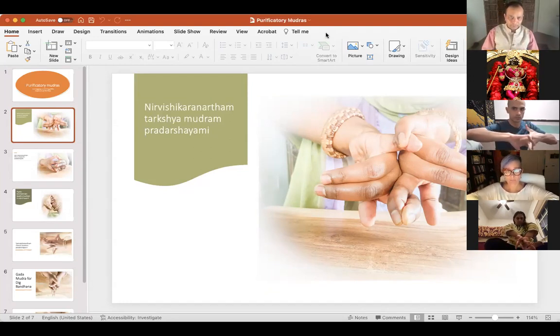Nirvishi Karanartham Tarksha Mudram Pradarshayami. Let me just show you. You hold it like this. The index finger you cover, the little finger you cover, the middle two fingers go out, and then you go out like this. That's it. Very simple.